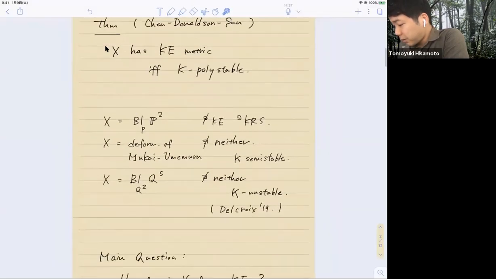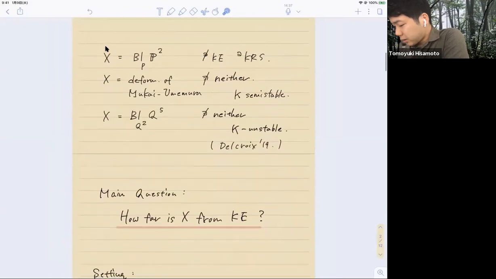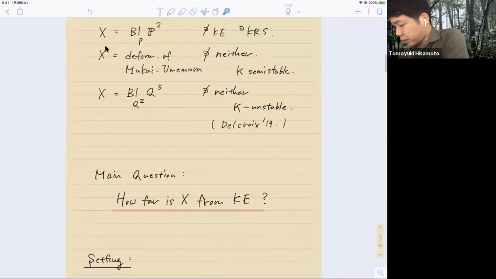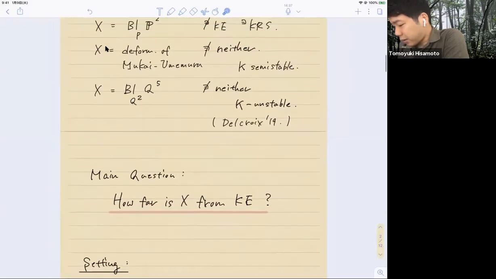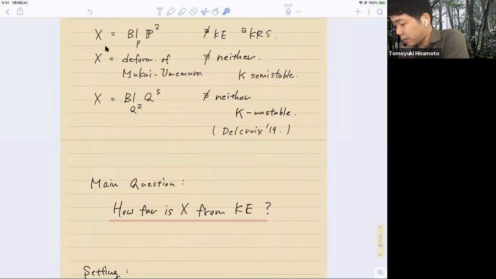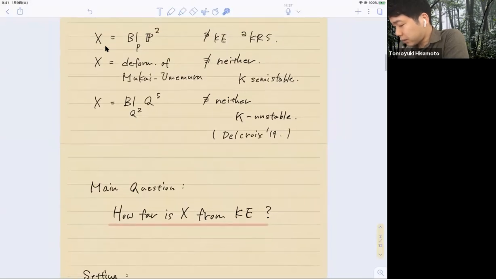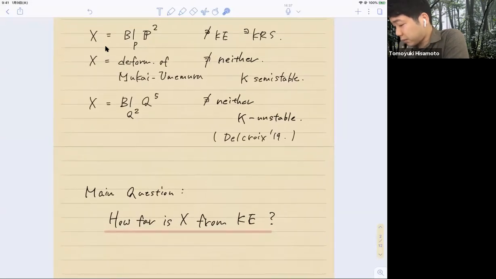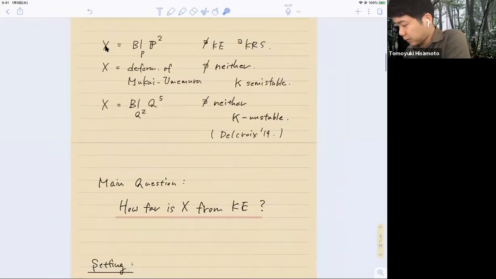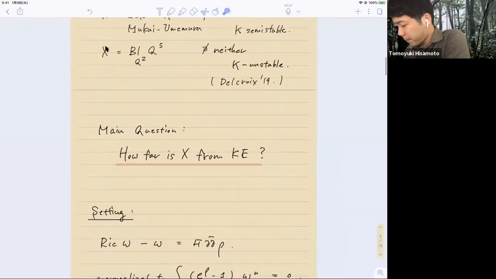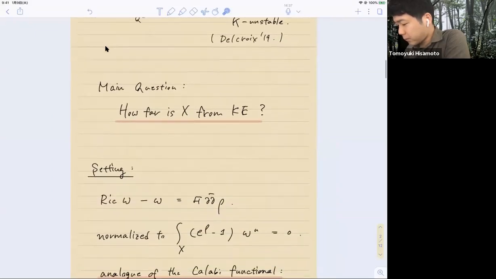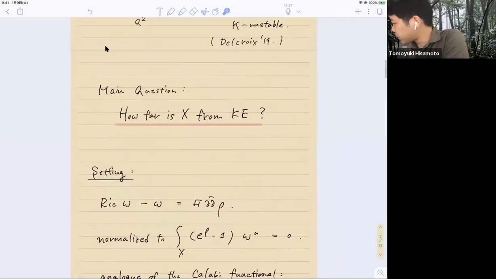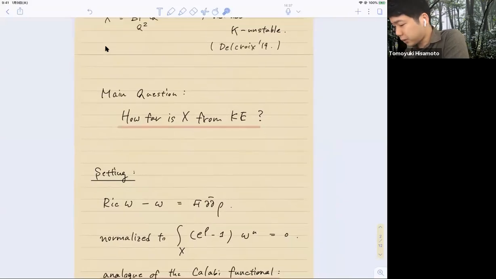So today, our main question is: how can we say something about general Fano manifolds abstractly? How far is X from the Kähler-Einstein condition? That's the topic of this talk. So let me go further. Let me first fix some notations.